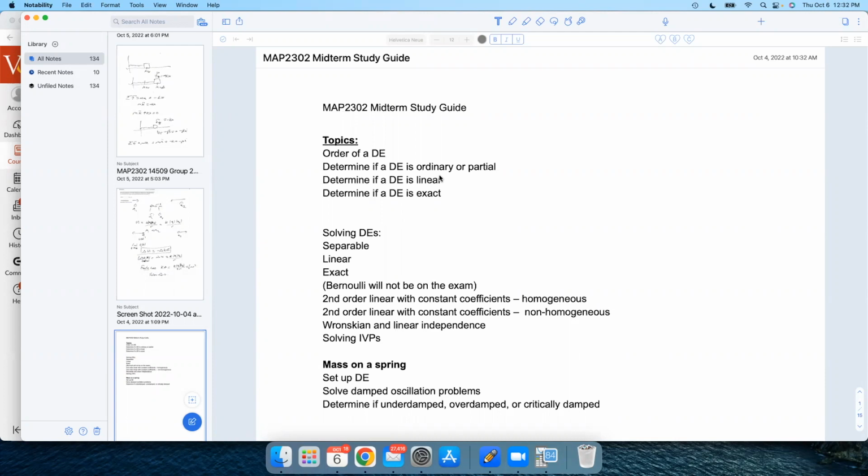Checking to see if DEs are exact. You just got to practice those. But that will be on the test.